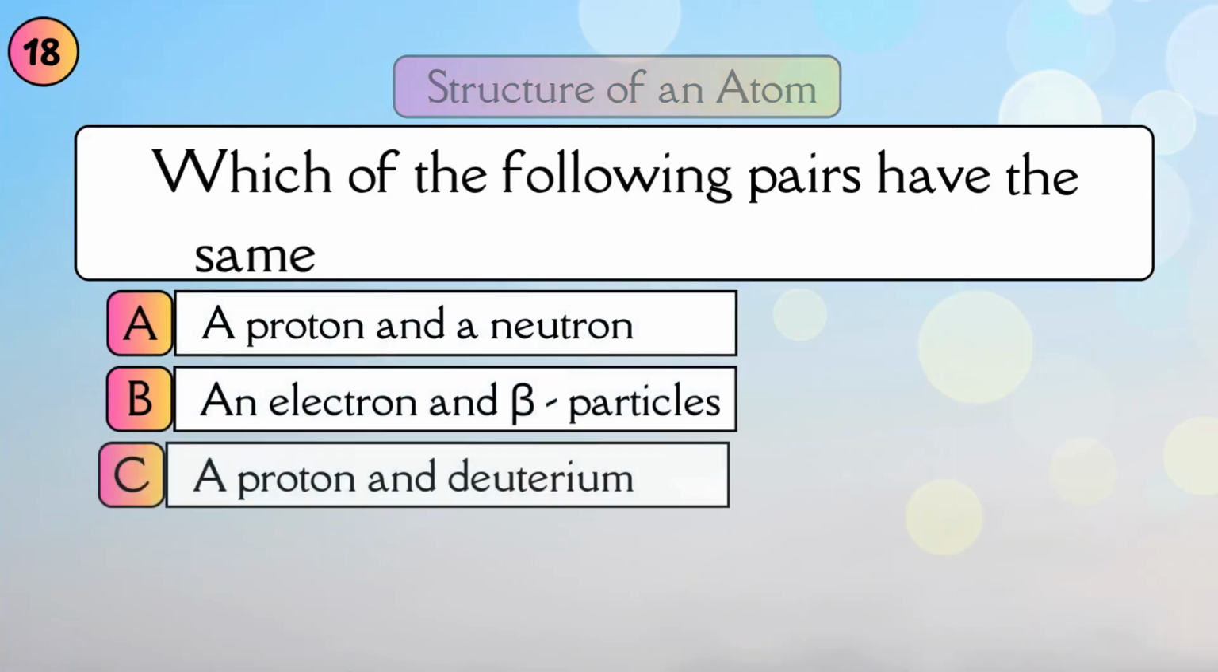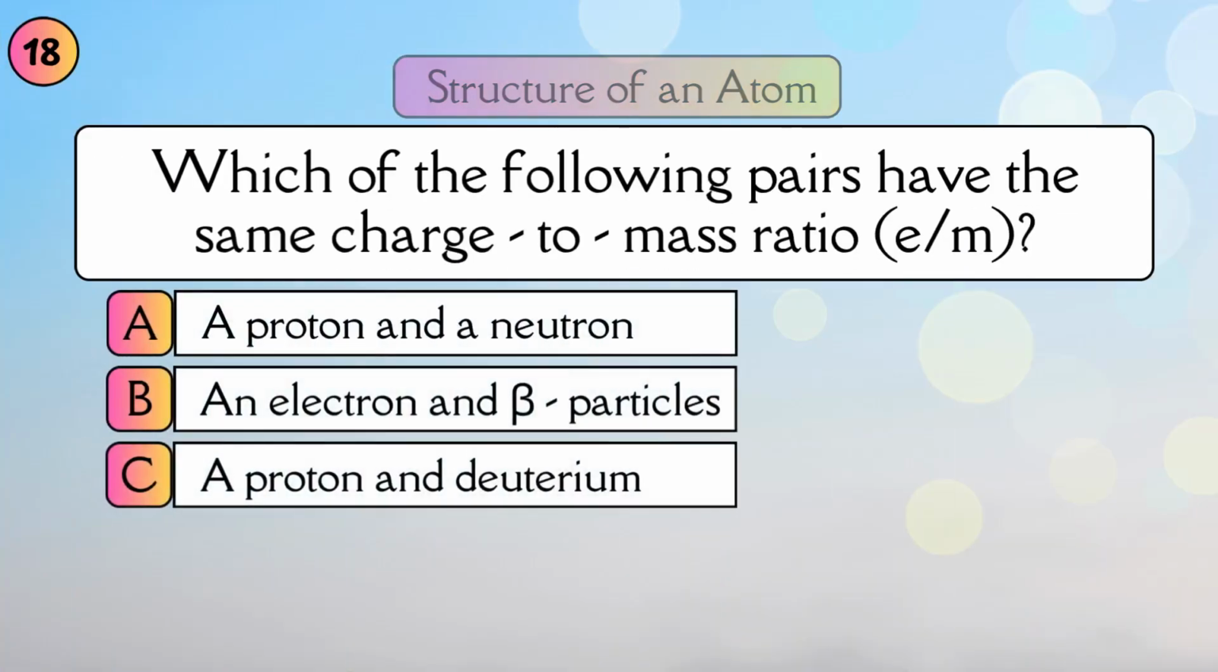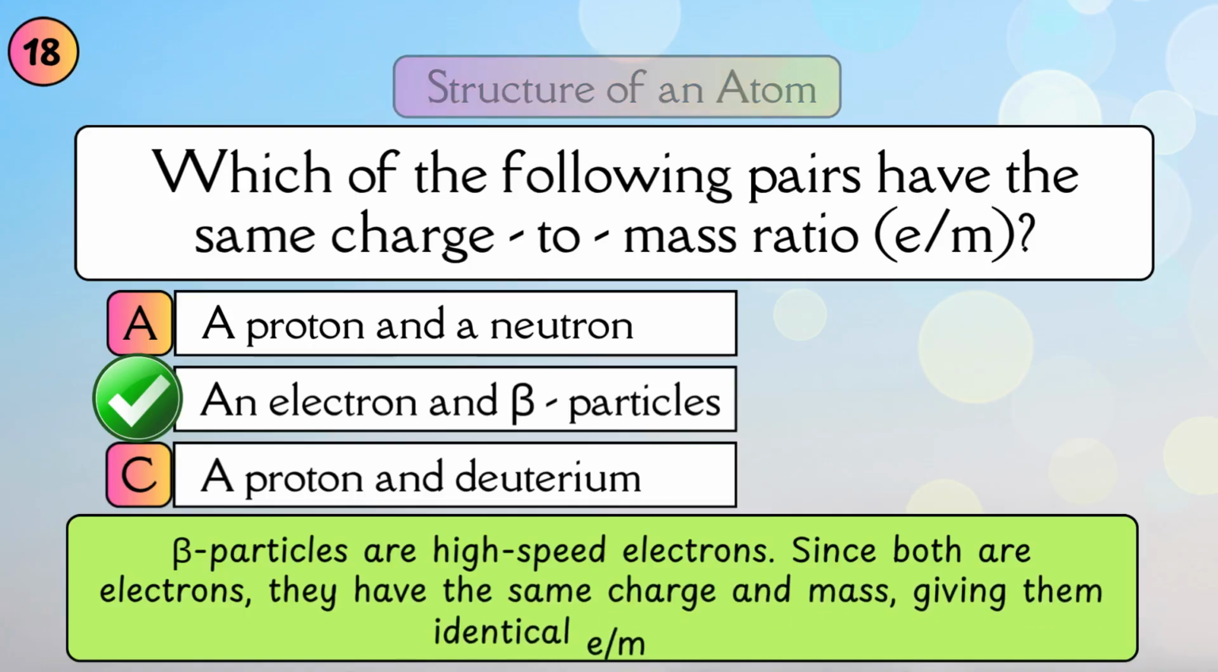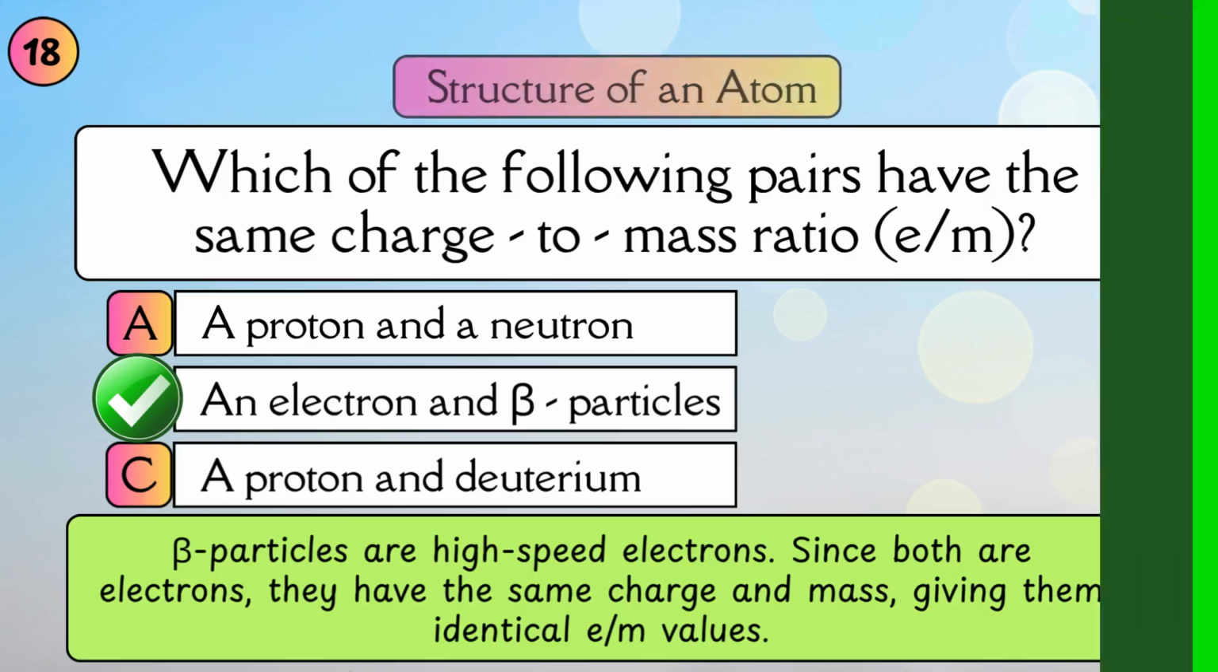Which of the following pairs have the same charge to mass ratio? The correct answer is B. Beta particles are high-speed electrons. Since both are electrons, they have the same charge and mass, giving them identical charge to mass ratio values.